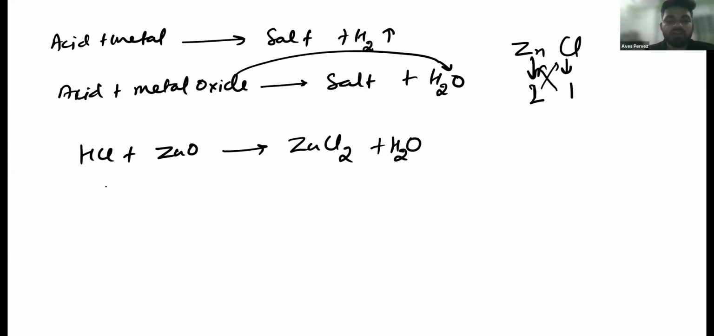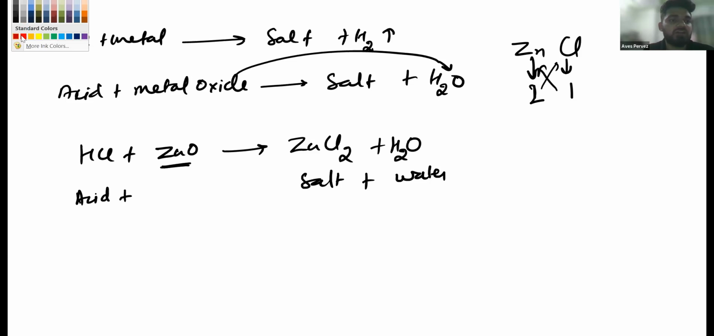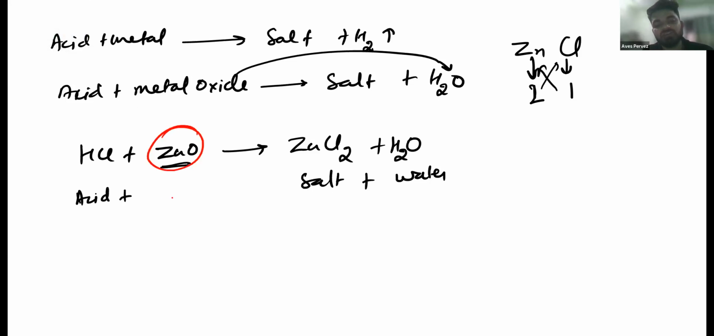Now moving on. Now you can consider this one is acid, and this one is salt, and this one is water. So if I compare this one with the general equation, what can be the nature of this zinc oxide? What will it be? Yeah, it will be base, because you know very well acid when it reacts with base gives you salt plus water.